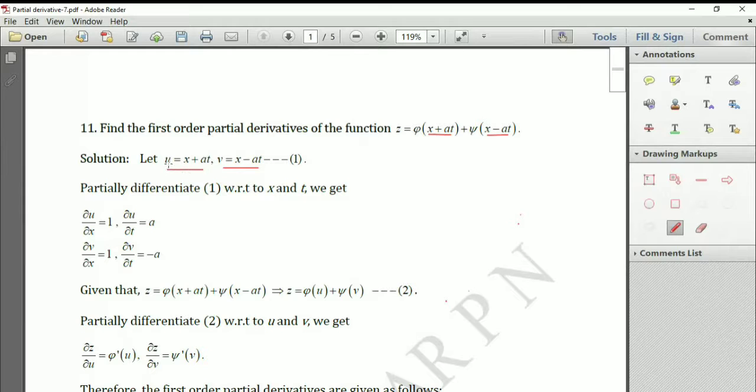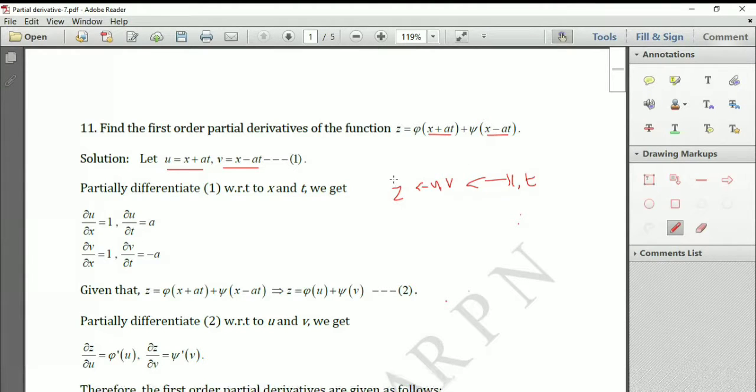Now see, u is x plus at, therefore u is a function of x and t, and v is a function of x and t. Whenever x changes, the rate of change of x results in rate of change of u as well as v, and whenever u and v change, correspondingly z also changes. That means x and t are the independent variables, and depending on x and t, u and v change. Whenever u and v change, z also changes, because z is phi of u plus psi of v.